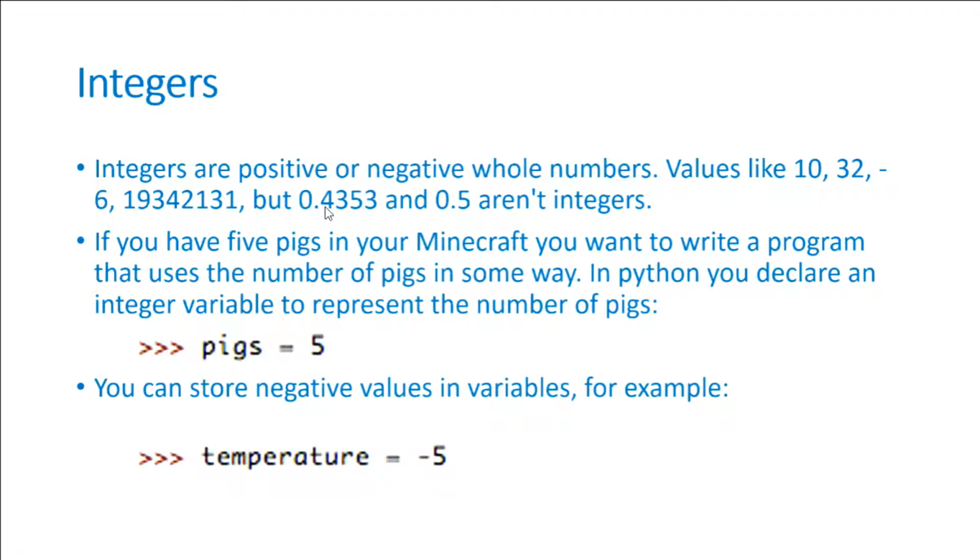If you have 5 pigs in your Minecraft and you want to write a program that uses the number of pigs in some way, in Python you declare an integer variable to represent the number of pigs. For example, here we've got pigs equals 5. You can store negative values in variables. For example, temperature equals -5.